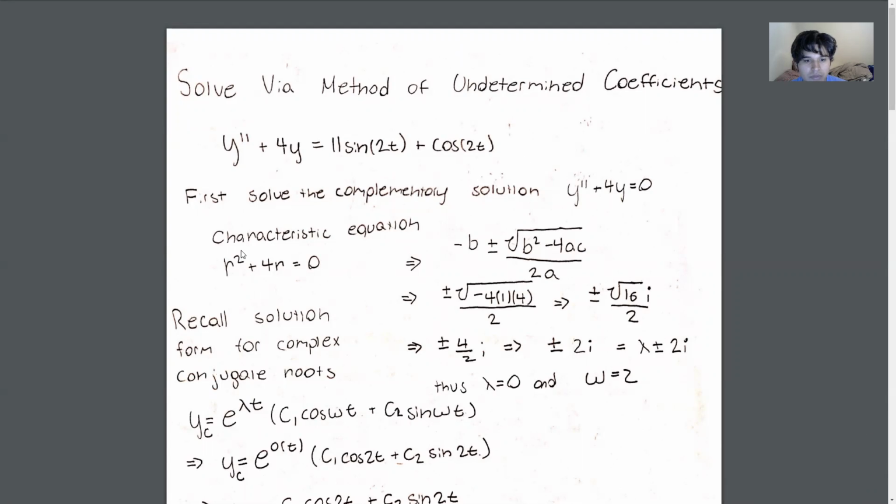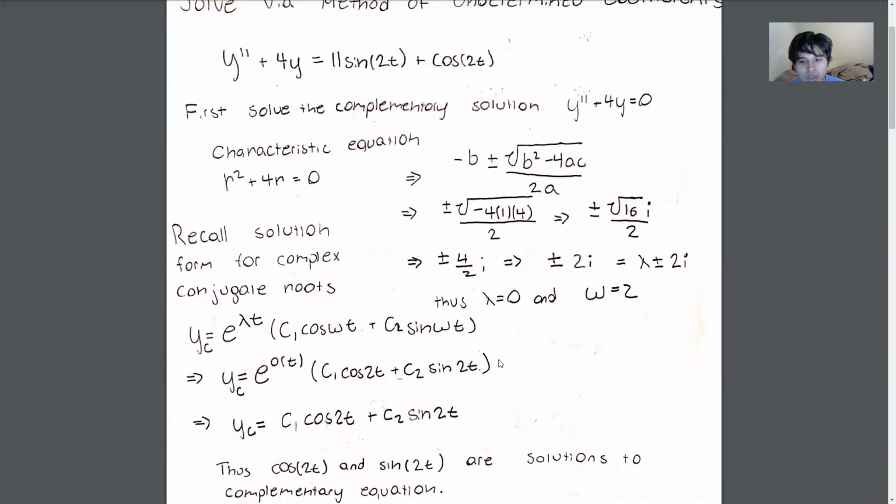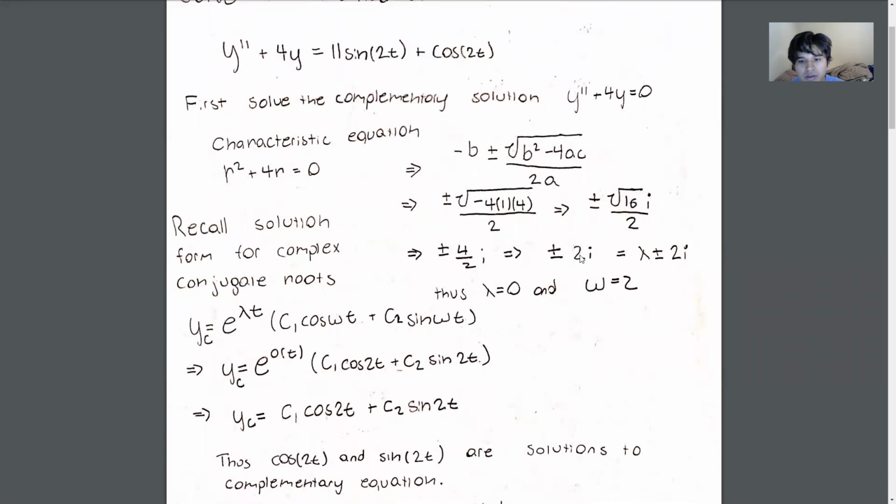So here, setting up the characteristic equation, r squared plus 4r, we solve for r using the quadratic formula, and we get that r equals 2i. So we can rewrite that as lambda plus 2i. Here, lambda equals 0, and omega is equal to 2.